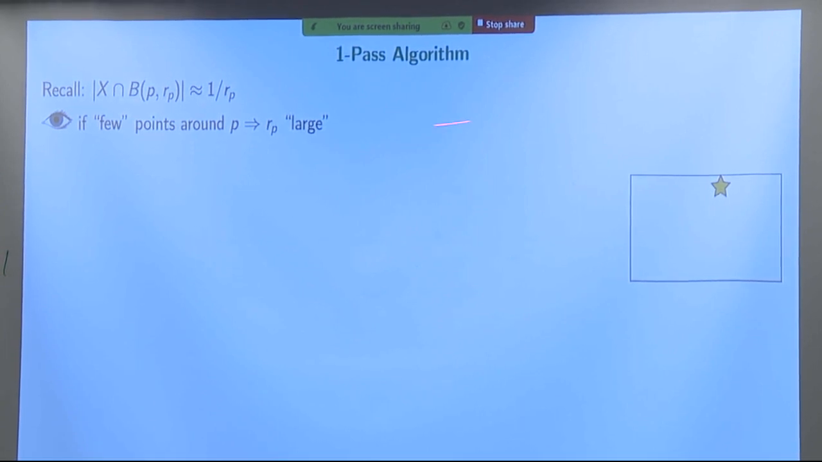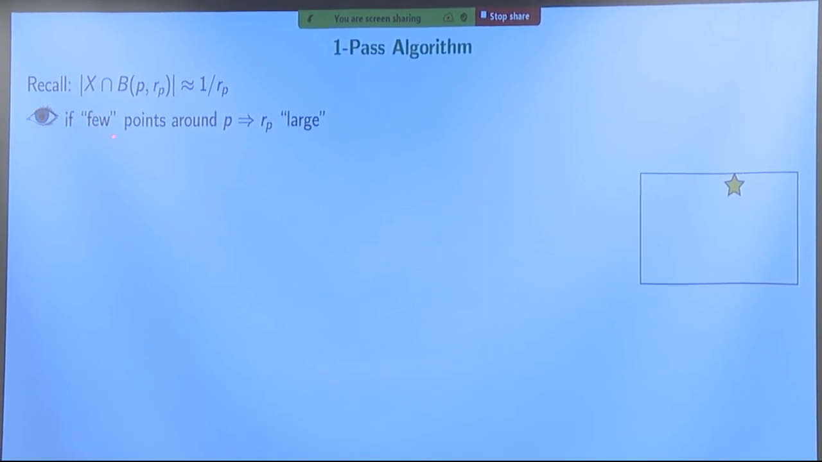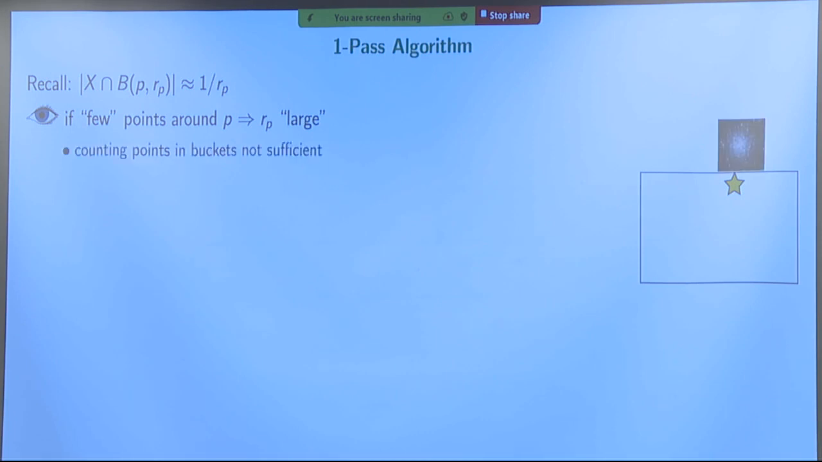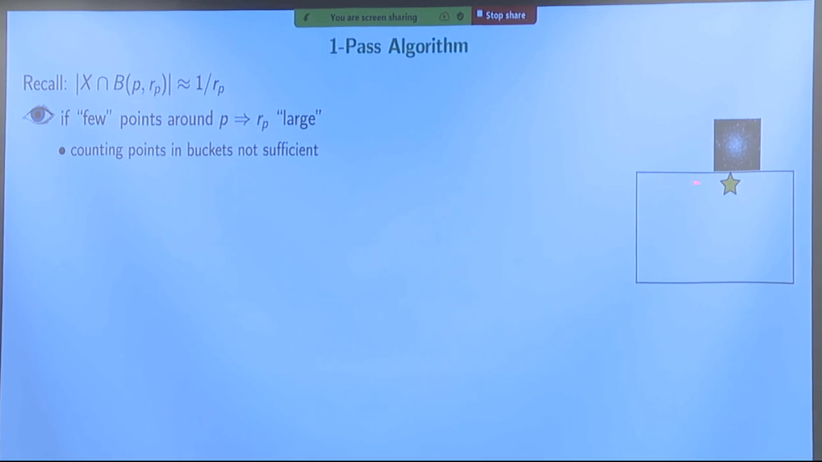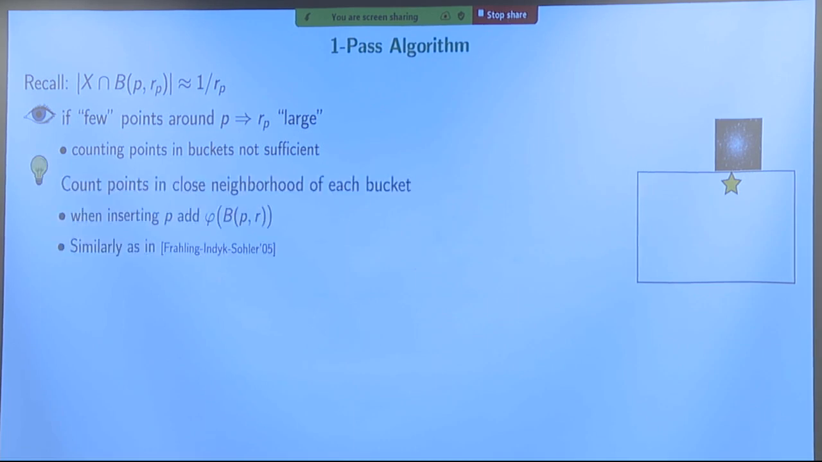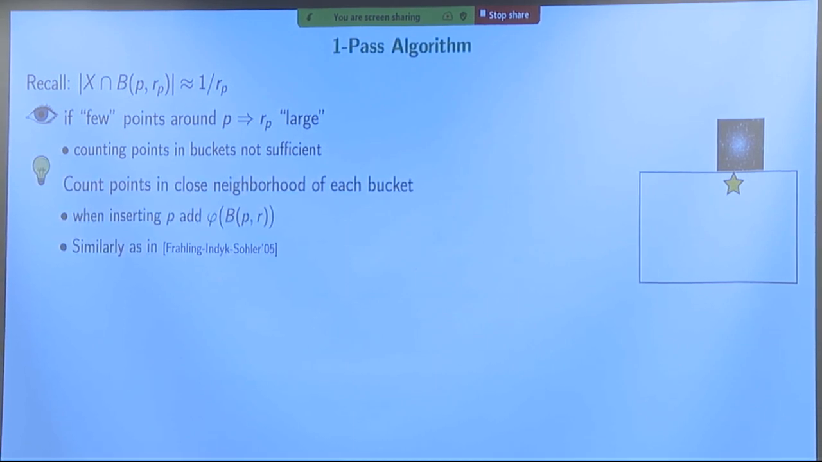Okay, so the key insight is that if there are just a few points around P, then RP must be large. So we would like to know how many points with large RP we have in our instance. We do it using this observation, but just counting the number of points in each bucket is not sufficient, because there may be a dense cluster just next to this point, but in a different bucket. So we actually need to count the number of points in a small neighborhood.